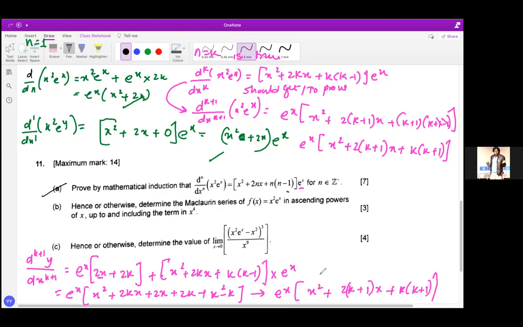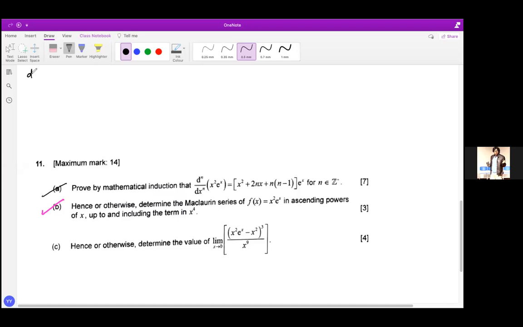So you can see I have got exactly the same thing that I wanted here. So since n equals 1 is true, n equals k is true, n equals k plus 1 is true, hence this is going to be the derivative that will be true for all positive integers.